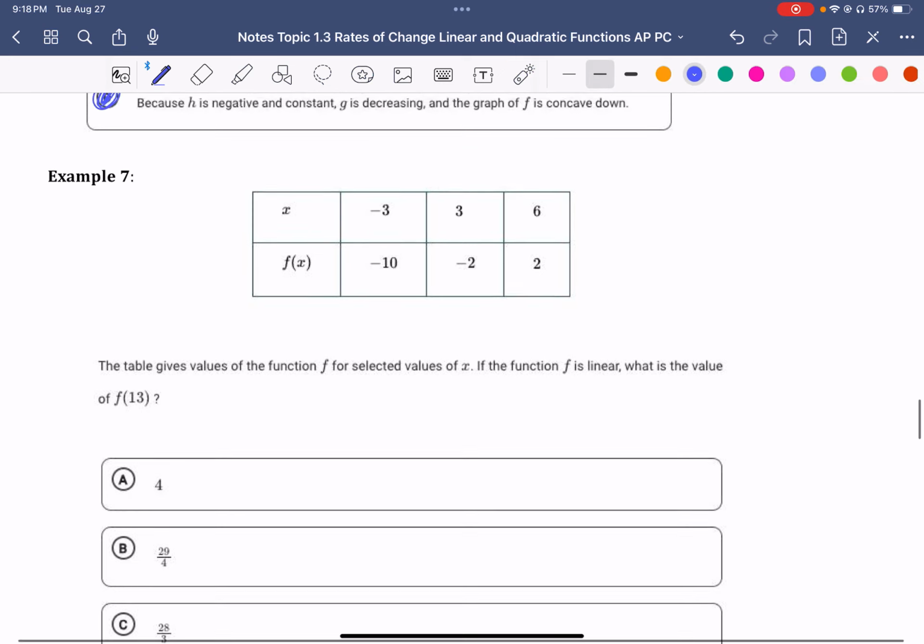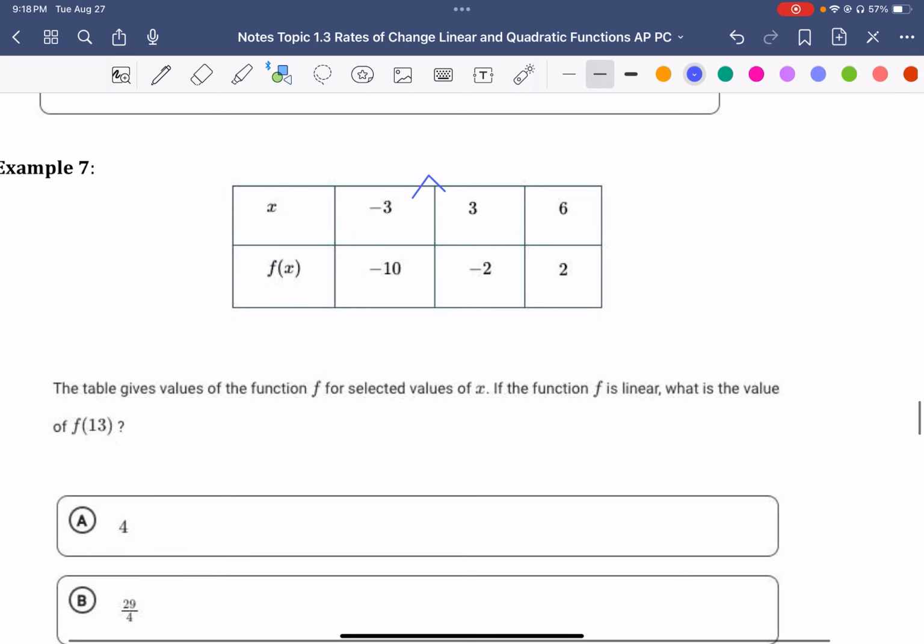Okay, so let's start with the same process as always, which is finding your changes in x and y. To get from -3 to 3, I'm going to add 6. From 3 to 6, I need to add 3. From -10 to -2, I need to add 8. And this one I'm going to be adding 4. These are my changes in x. These are my changes in y.